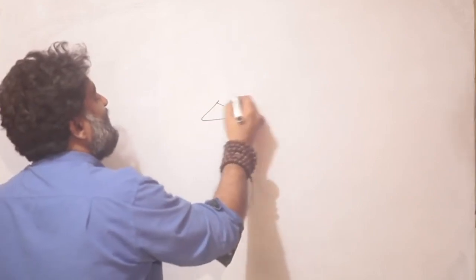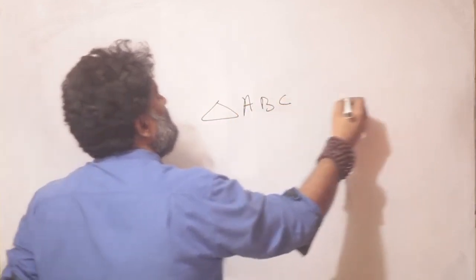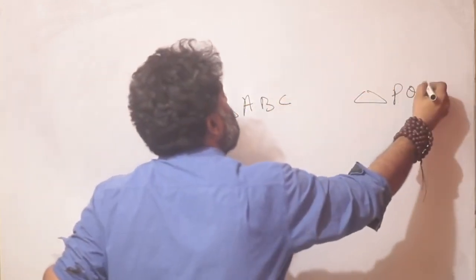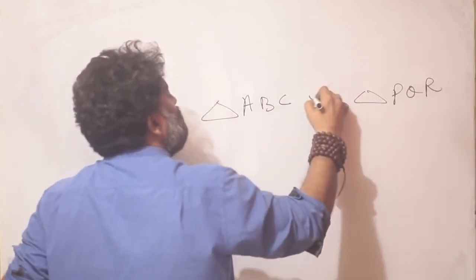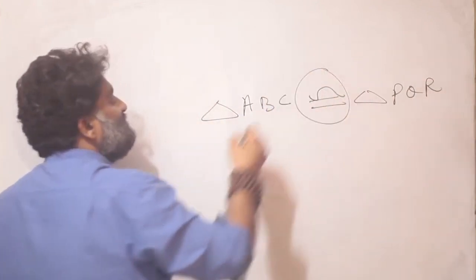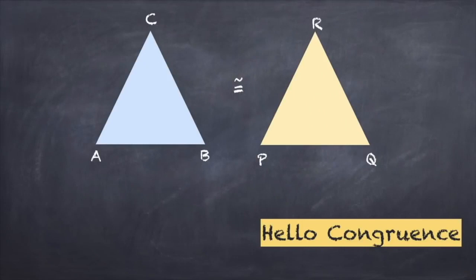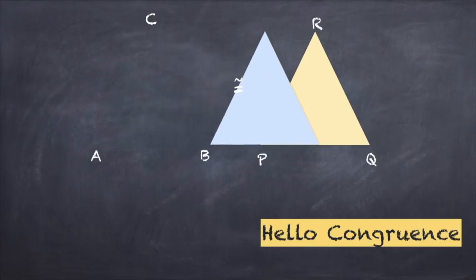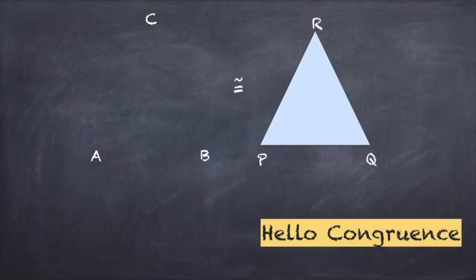If I say triangles ABC and triangle PQR are congruent to each other, and this is the symbol of congruence, what it means is if you take this triangle and move it and put it on top of triangle PQR, they are going to be identical. The first triangle will cover the second triangle, right?